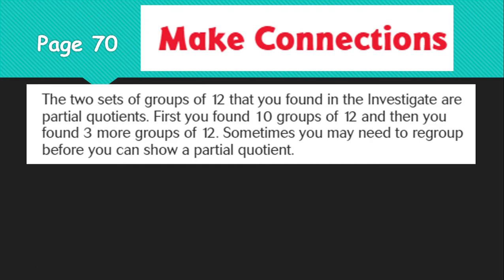We have on page 70, which is make connections. I'm just going to see how much time I have. Awesome. Making connections. Now, like we saw in the last one, the investigate part, there were 2 sets of groups of 12 that you found in the investigate that are partial quotients. First, you found the 10 groups of 12, and then you found the 3 extra groups of 12. Sometimes you need to regroup before you can show a partial quotient. And in this next problem, we are going to be regrouping.